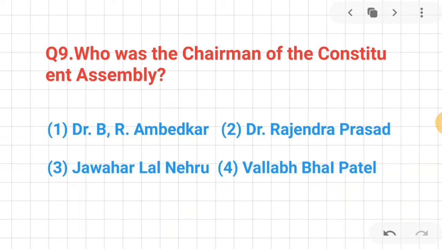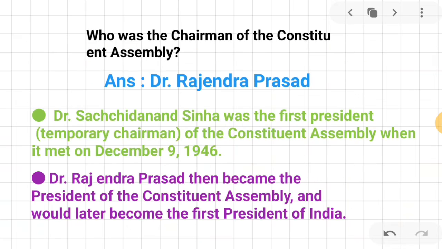Question number 9. Who was the chairman of the Constituent Assembly? Dr. B.R. Ambedkar, Dr. Rajendra Prasad, Vallabhbhai Patel, or Jawaharlal Nehru? The correct answer is Dr. Rajendra Prasad.